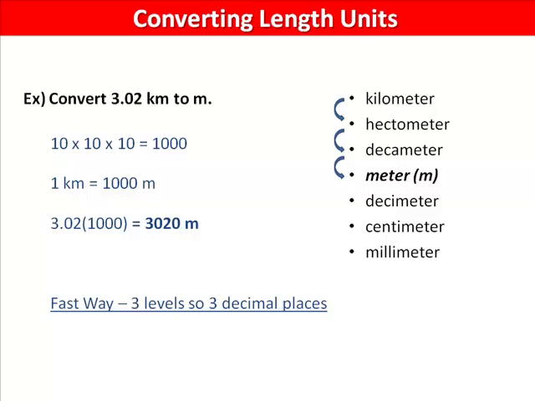Let's check our fast way. We move 3 levels down the chart, so the decimal place should have moved 3 places in the measurement. 3.02 became 3,020. The decimal moved 3 to the right. 1, 2, 3. Our loops have gone past the digits, but still put the decimal after the last loop and place a filler 0 in the empty loop.